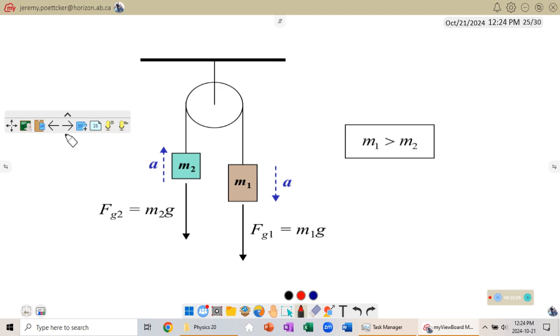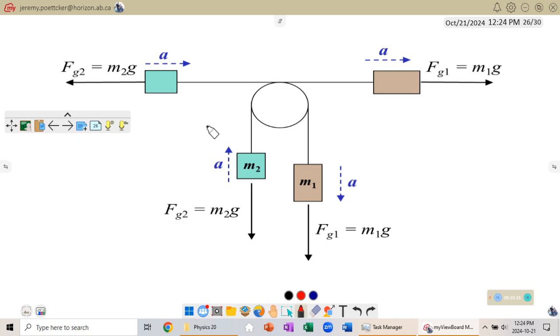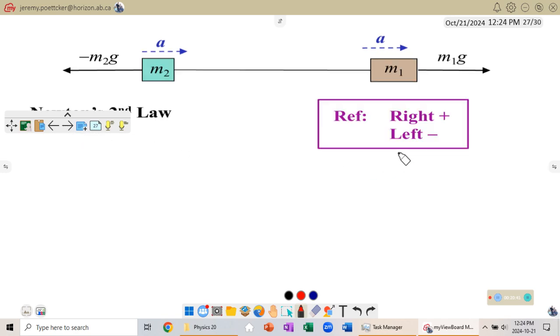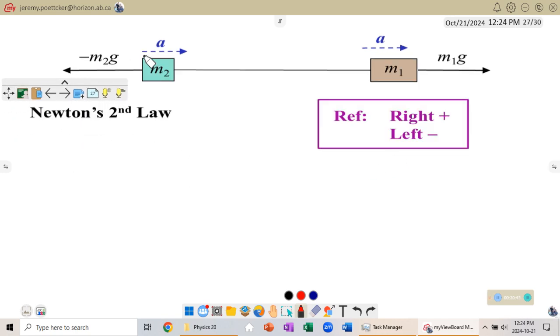So as we look at our system here, kind of defining the forces where M1 is greater than M2. M1G is our applied force pulling down. M2G is our resistive force. And we're going to rotate it so that it's as if it is all in one straight line. And then we set it up this way, where it's going to accelerate to the right. So we're going to say right is positive, left is negative.